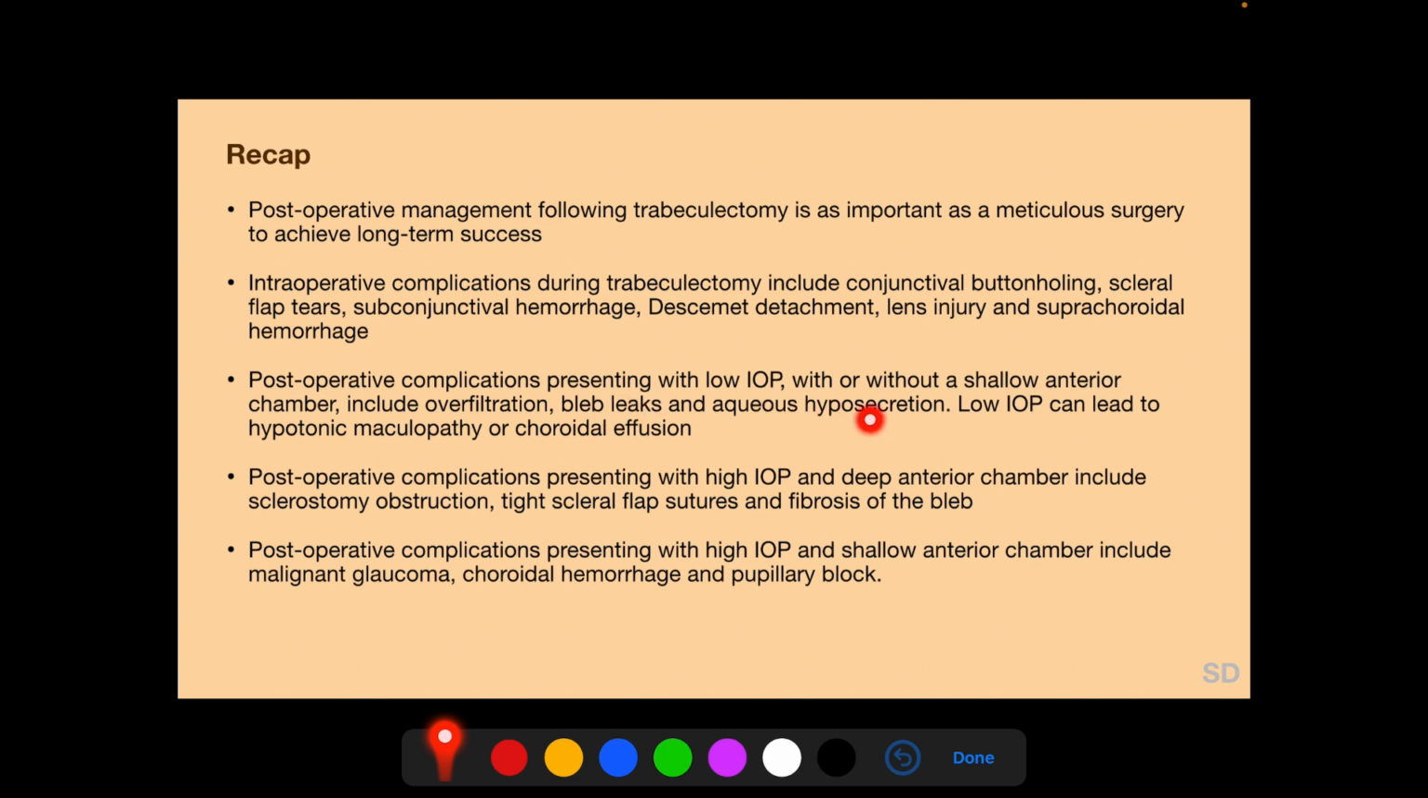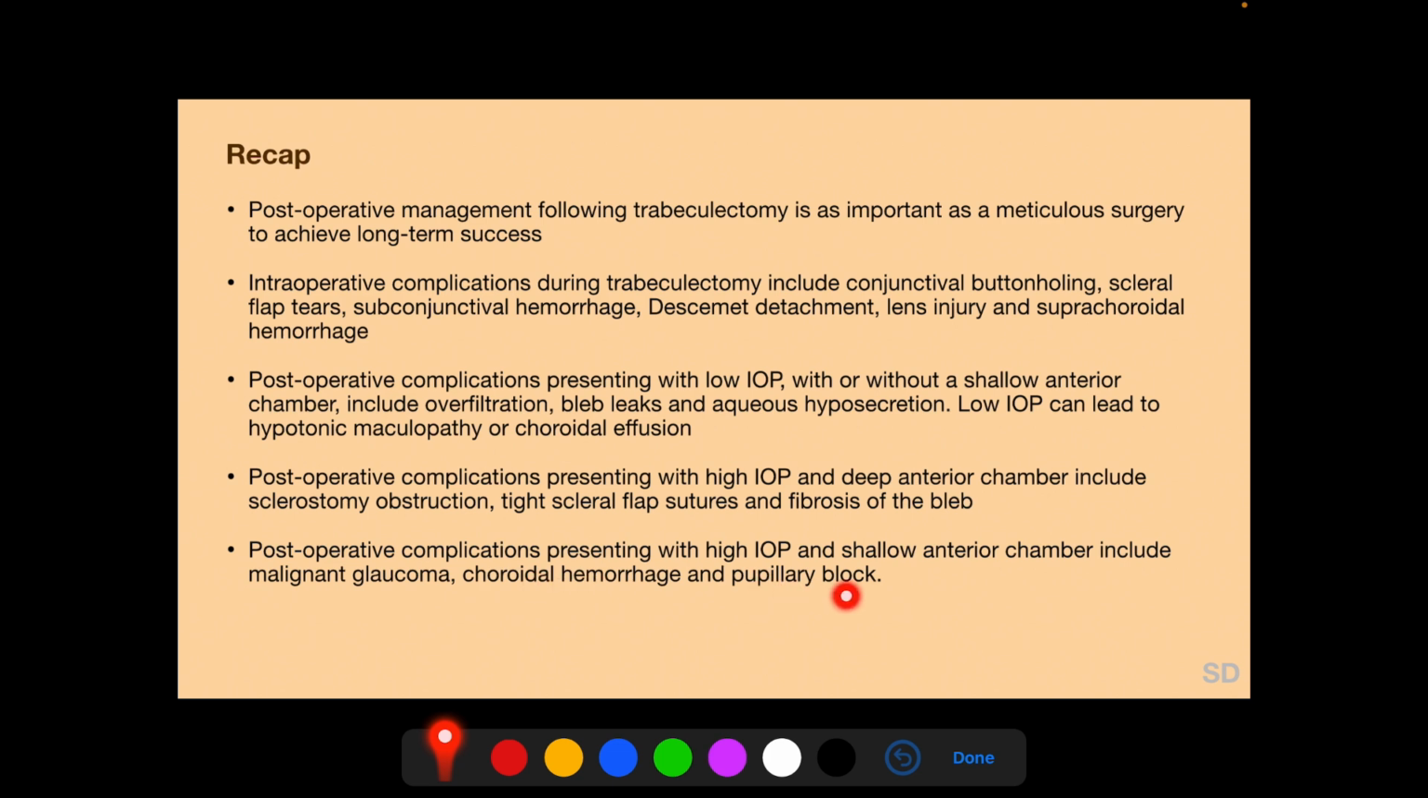Post-operative complications presenting with low intraocular pressure with or without a shallow anterior chamber include overfiltration, bleb leaks, and aqueous hyposecretion. Low intraocular pressure can lead to hypotonic maculopathy or choroidal effusion. Post-operative complications presenting with high intraocular pressure and a deep anterior chamber include sclerostomy obstruction, tight scleral flap sutures, and fibrosis of the bleb.